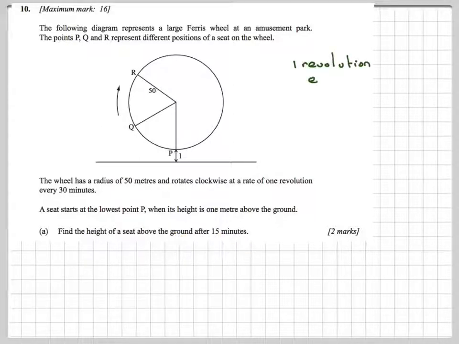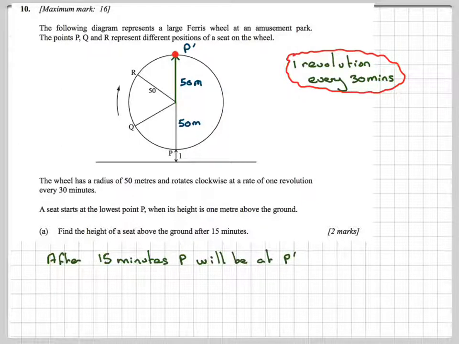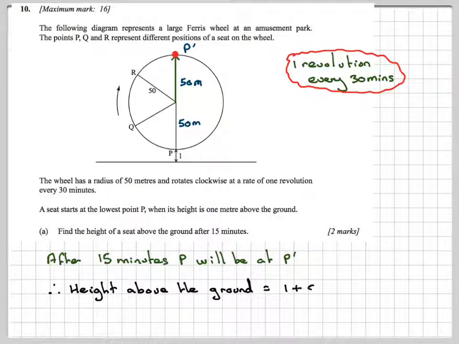So 1 revolution is every 30 minutes, and therefore after 15 minutes it would have gone halfway to this point here. So this distance is 50 because we're told that. This distance is 50, but we need to remember it is 1 meter off the ground to begin with. So after 15 minutes, P will be at P dash, this point here, halfway round, and hence the height above the ground will be 1 plus 50 plus 50, which is 101 meters.